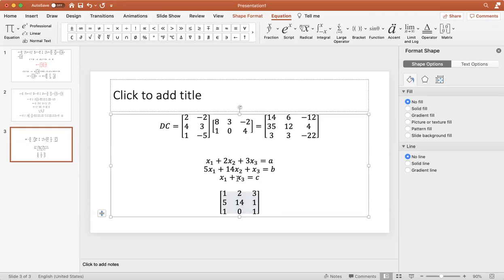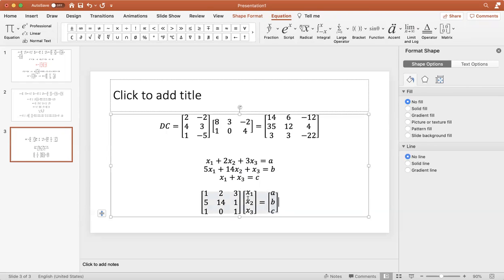Now what happens to x? x now becomes a vector. It becomes a vector of unknowns. So this becomes x1, x2, and x3. And the exogenous parameters a, b, and c would be another vector. So that's going to be a, b, c.